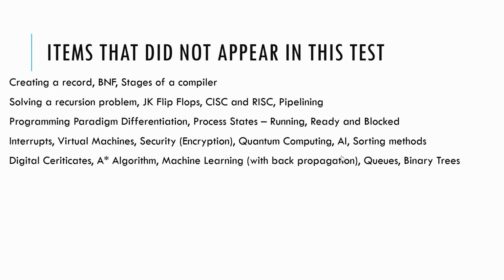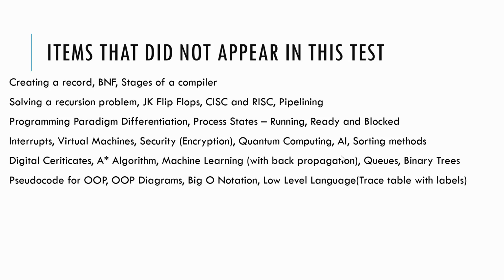I was very surprised. Usually when you see Boolean algebra, K-maps is going to be a given. We didn't see any pseudocode written for object-oriented programming. We didn't see any diagrams either showing inheritance, containment, or aggregation. We didn't see any of those diagrams.